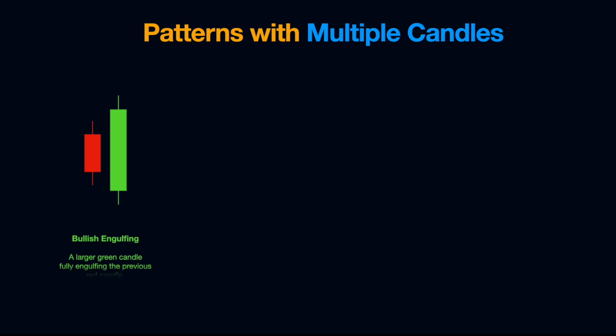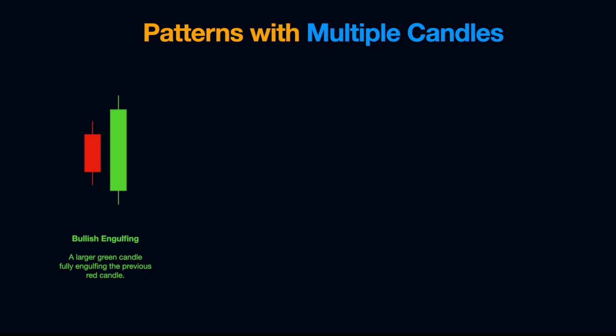Now let's take a look at patterns with multiple candles and understand how a group of candles together can give us more context than just a single candle alone. First, we see two candles. The first candle is red, showing price moved down. Then, right after that, we see a larger green candle, and its body fully covers or engulfs the body of the previous red candle. This pattern is called a bullish engulfing.